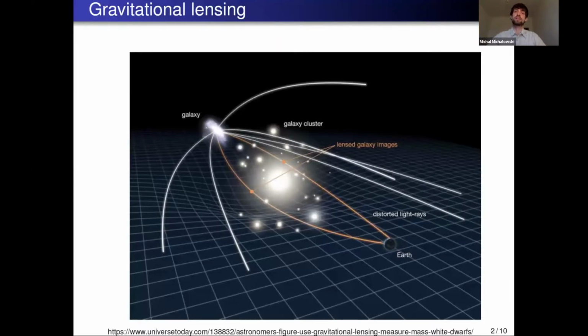So this is the basic setup of what I will be talking about, gravitational lensing. The only difference is that my lens here would be a supermassive black hole, and my source, instead of a galaxy depicted here, will be a single star.